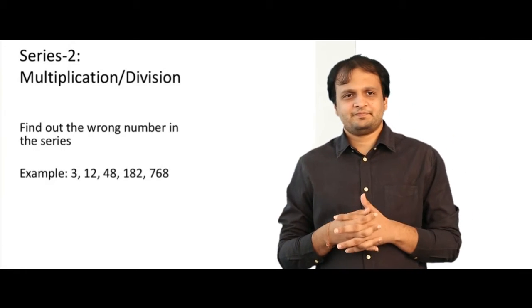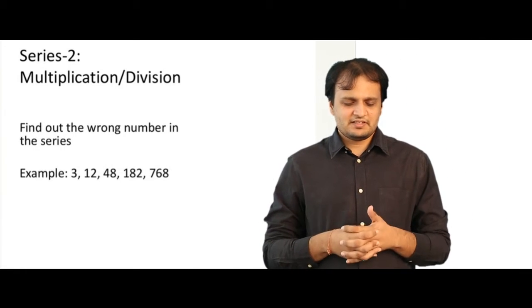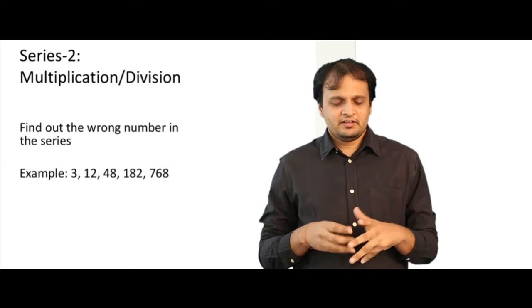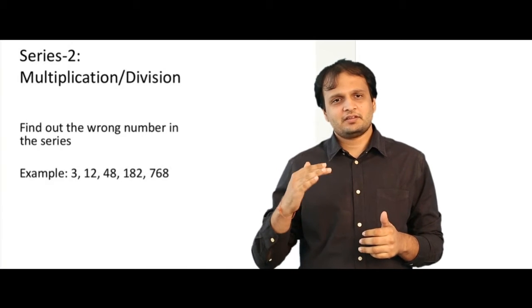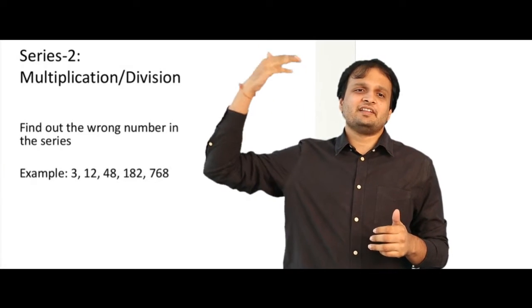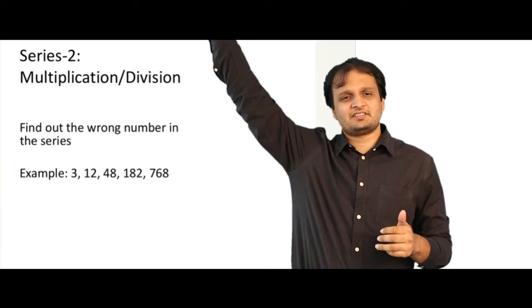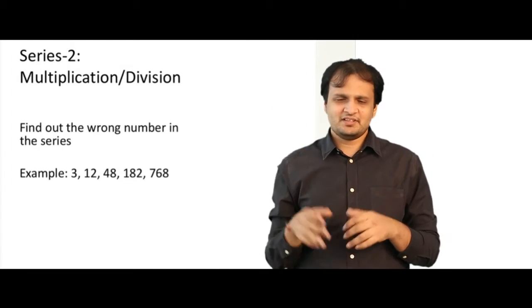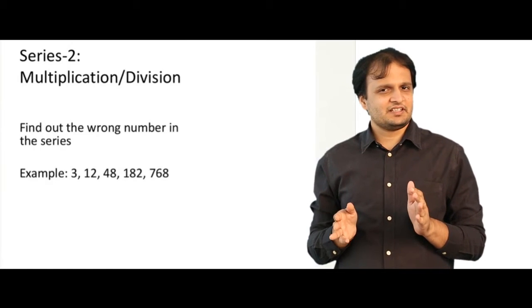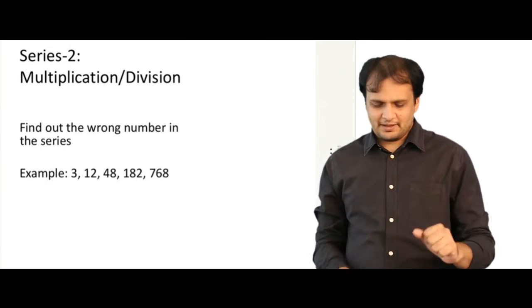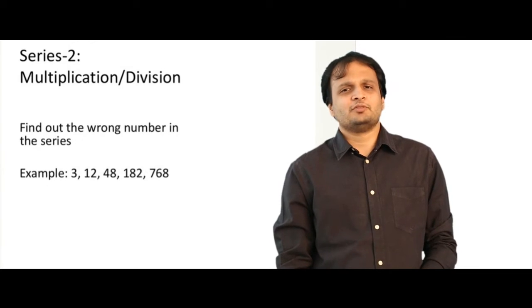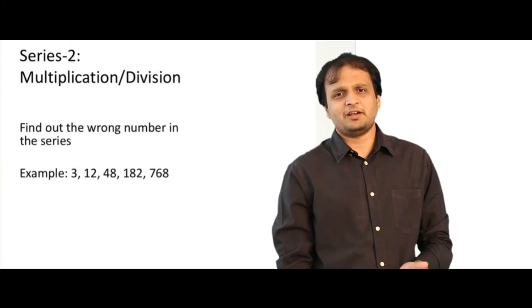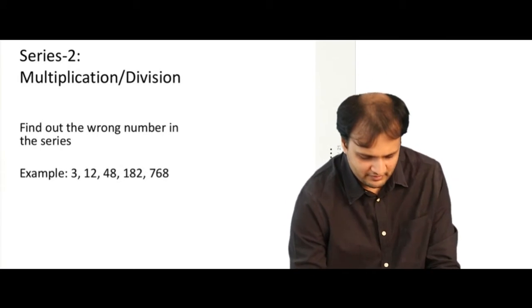So let's begin. Now what is happening in this series? Again you see some numbers: 3, then 12, then 48, then 182, then 768. So they are increasing in big gaps, not small gaps. So that means it's a multiplication kind of series. So let's see what is happening. How do you get 12 from 3? 3 multiplied by 4 gives you 12.